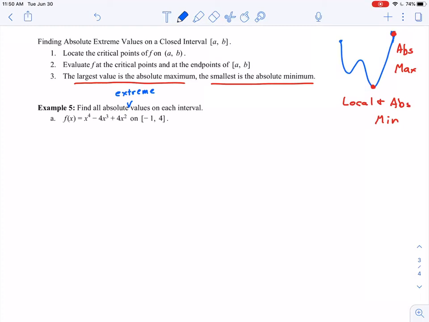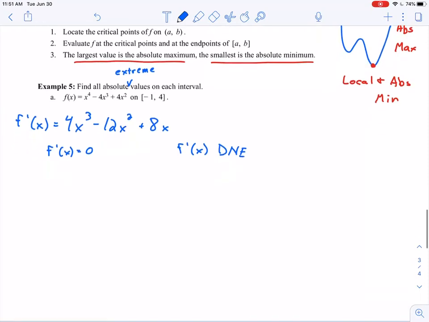I have f of x equals x to the fourth minus 4x cubed plus 4x squared, and I'd like to work on the interval -1 to 4. So I'm going to start, step 1 says find the critical points. So let's find our derivative, f prime of x here. This will be 4x to the third minus 12x squared plus 8x. And then I want to think about places where my derivative is either 0 or places where my derivative is undefined, places where it does not exist.